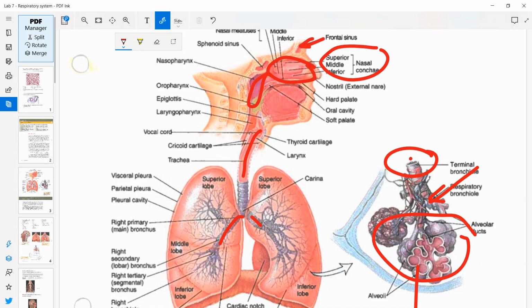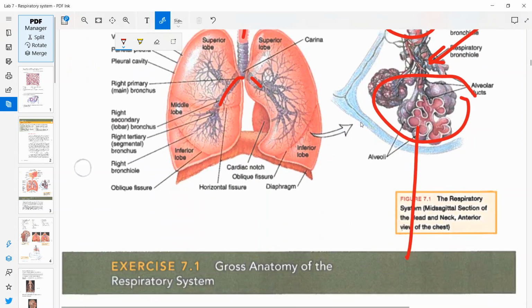Sinuses help your voice to resonate. Different parts of the pharynx represent conducting zone. Here you can see a little, that's larynx right here. That's where the vocal cords and epiglottis are found. Epiglottis essentially prevents food from going into the trachea, and vocal cords are responsible for the sounds of the voice.